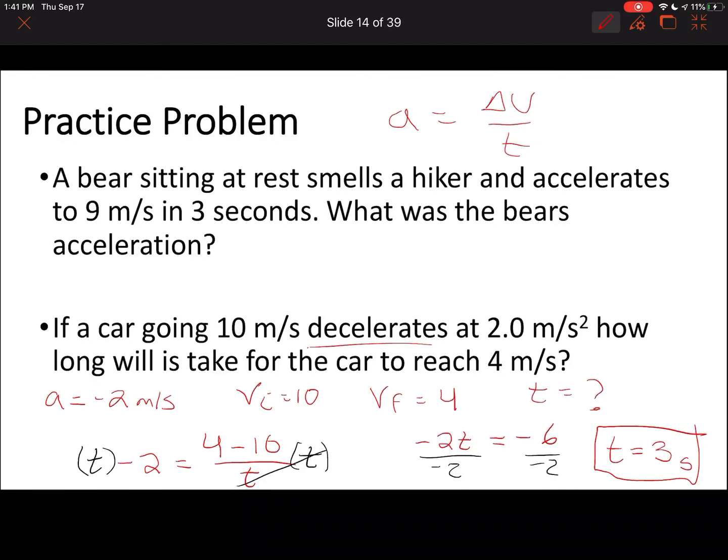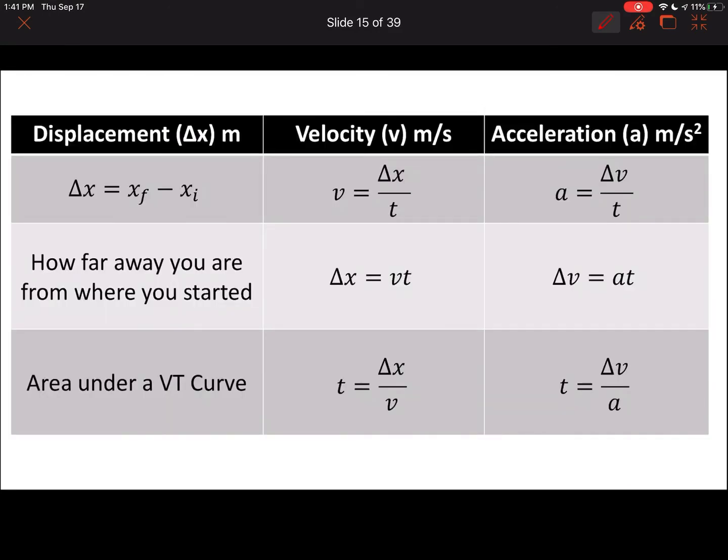3 seconds. All right, so what I want you to do right now, here's a little overview of displacement, velocity, and acceleration, with formulas for each one of them. Remember that you can rearrange these formulas. So for displacement, we really just have one: delta x is equal to this. But my velocity equation, v equals delta x over t, I could rearrange and solve for delta x. I could also rearrange this equation and solve for t. Same with my acceleration, I can solve for delta v, and I can solve for t.